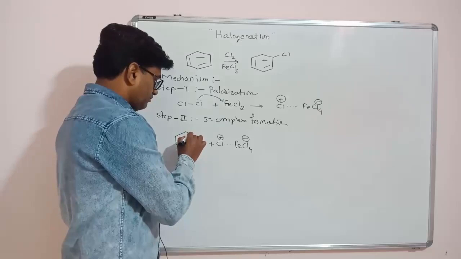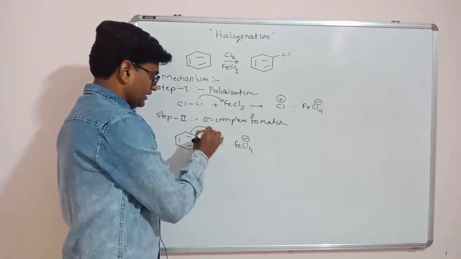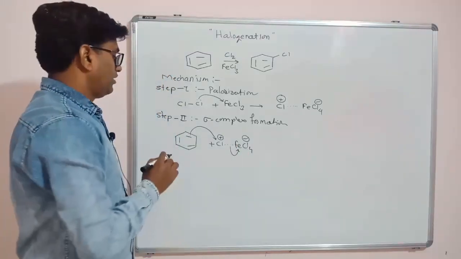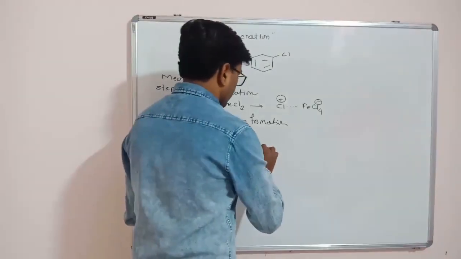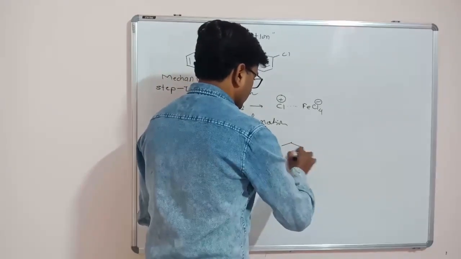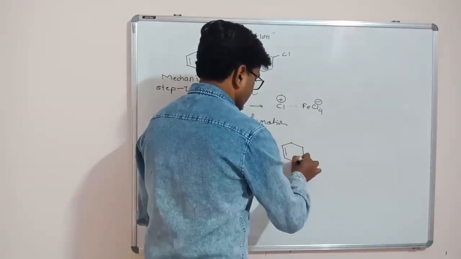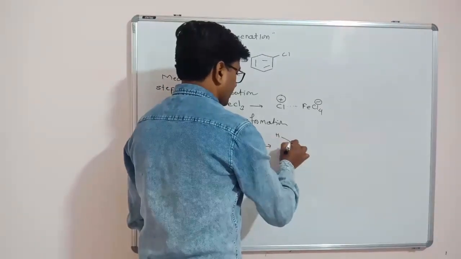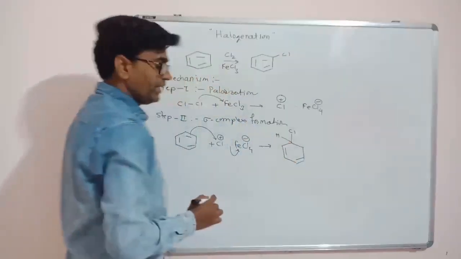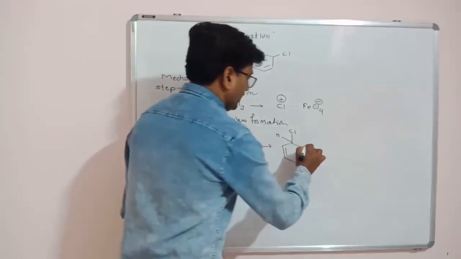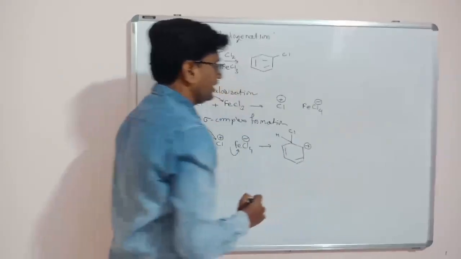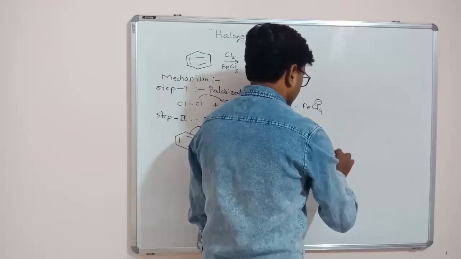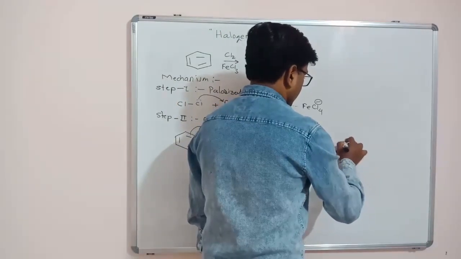So what will happen? The pi bond will attack the electrophile and this bond completely breaks. So here is the formation of the sigma complex. In the sigma complex, two pi bonds remain as they are and one of the pi bonds will break. So this is the aromatic hydrogen. Here Cl will come, and the second carbon of the aromatic ring will be electron deficient. So this is the sigma complex we will get, plus the byproduct or conjugate base, that is FeCl4 minus.